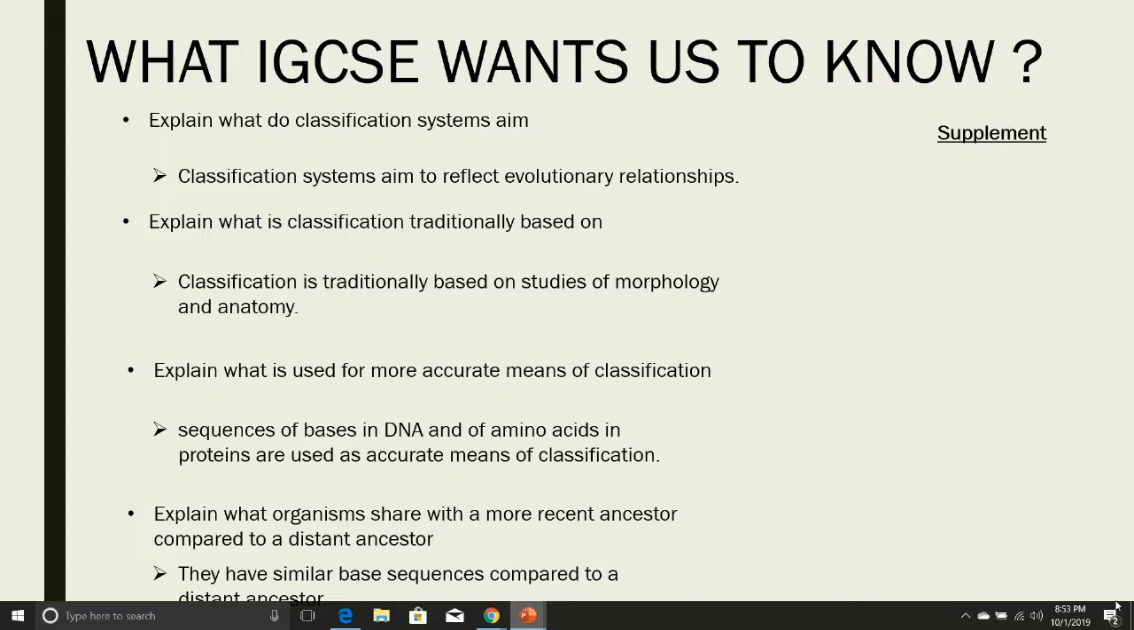Explain what is classification traditionally based on. Classification is traditionally being based on the studies of morphology and anatomy. As I told you before, morphology means the shape and anatomy means the structure of organism. Explain what is used for more accurate means of classification. Sequencing of bases in DNA and of amino acid in proteins are used as accurate means of classification.